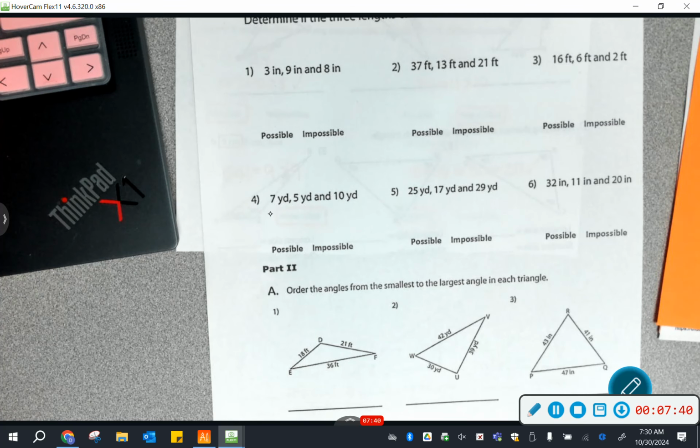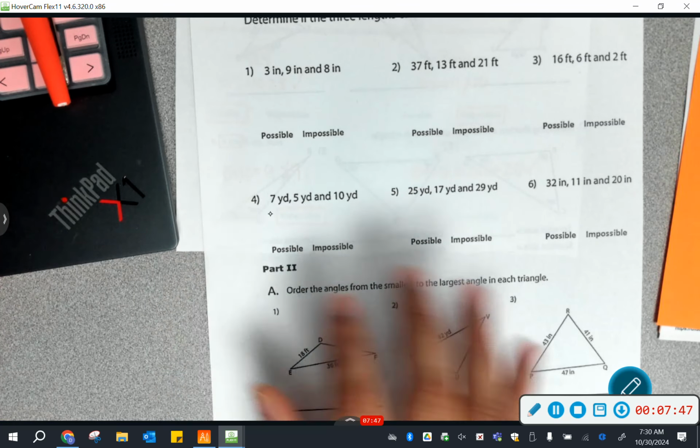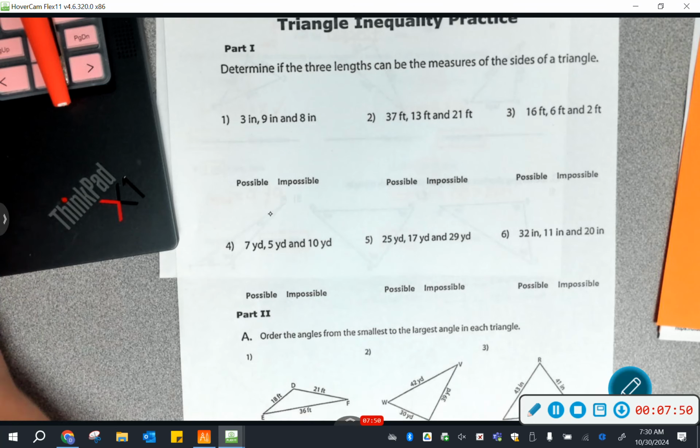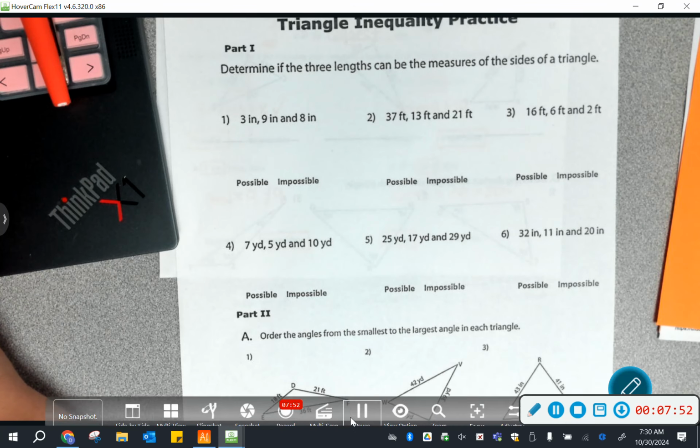Do 1 through 6, please. If you can pause this video and let them work for 5 minutes and then play it again.